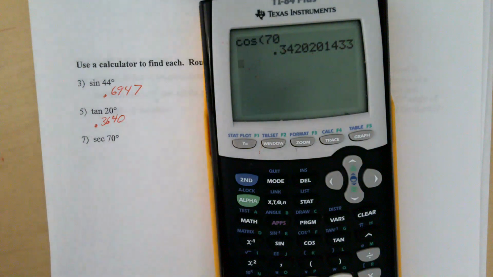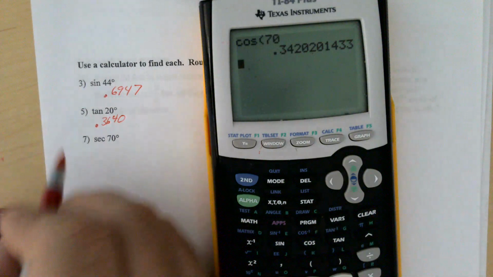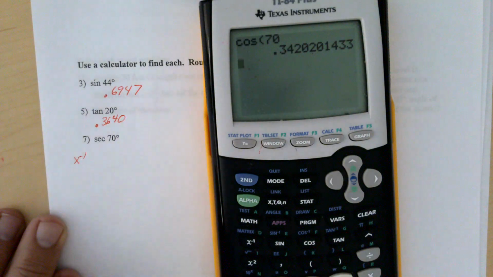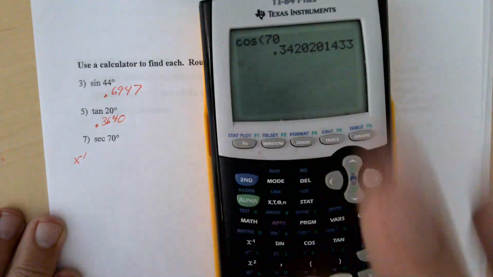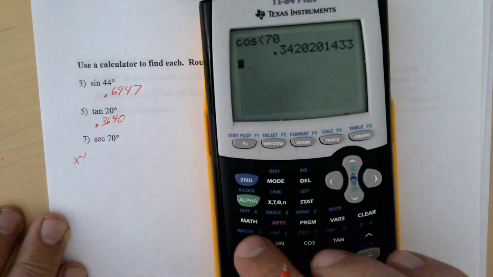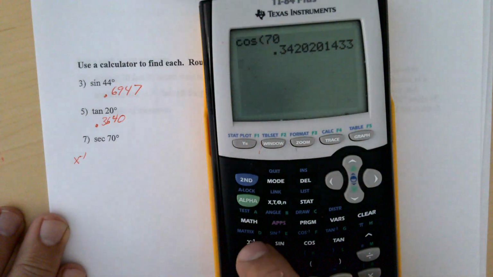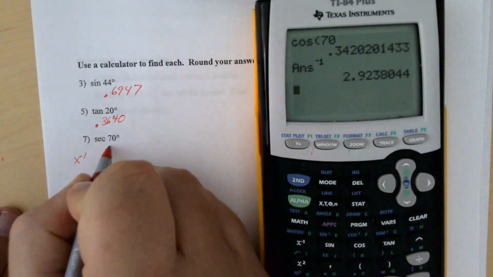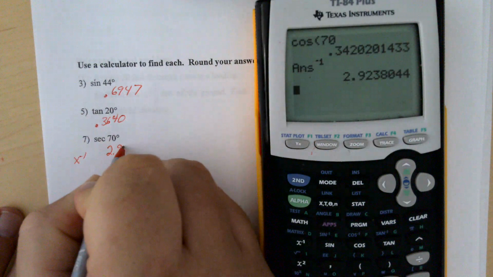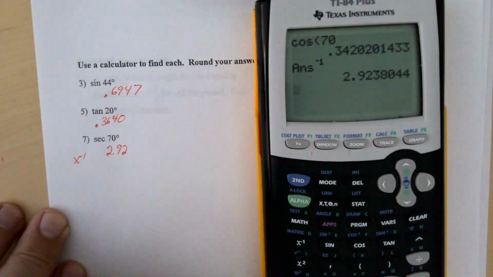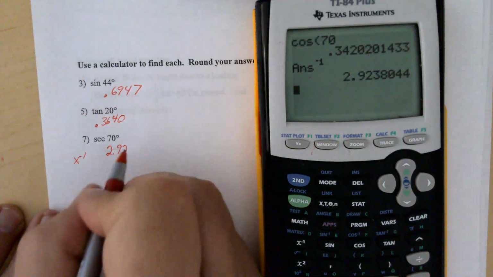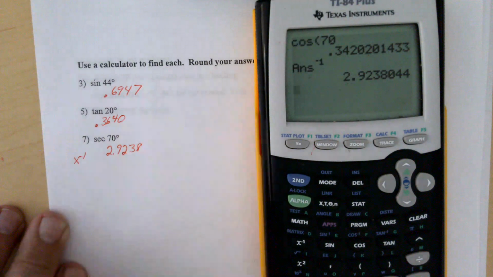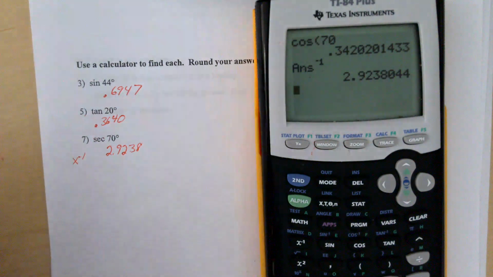Hypotenuse is a bigger side. So when I flip this around, that's that x to the -1 button. After you type in the cosine of 70, hit this x to the -1. It's right there. And then hit enter. And then it should make sense that this is 2.9238, four decimal places. So almost triple. The hypotenuse is almost triple the size of the adjacent side.